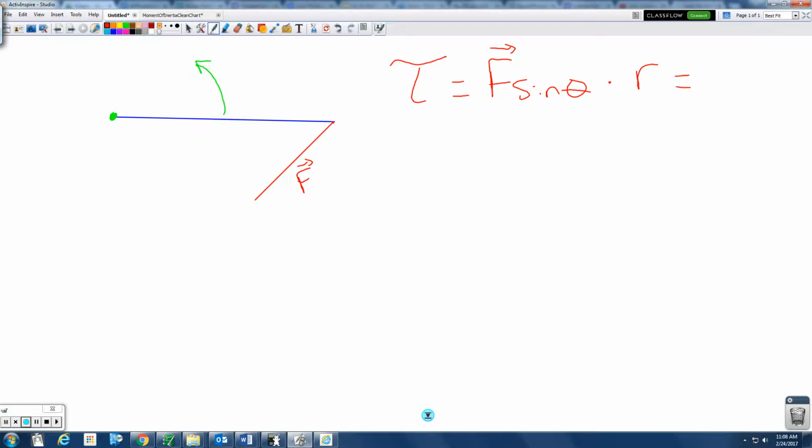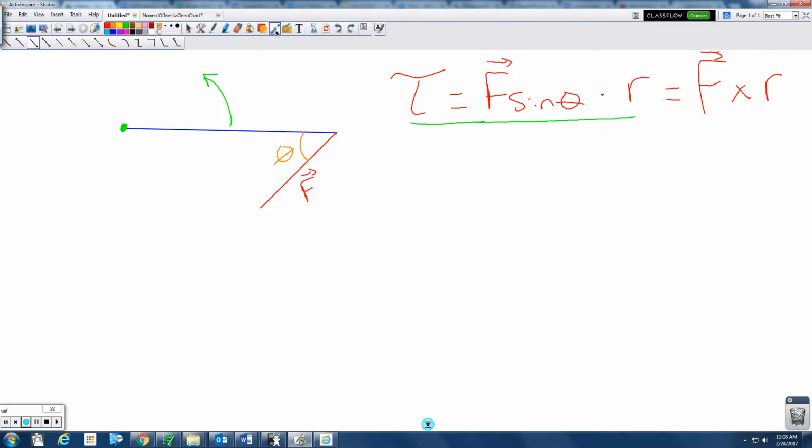This is the same thing as saying F cross r, the cross product. Okay, this is what we see in the book, though. What I underline in green, what we see in the book, is how we find our torque. So here is our theta. That's what we mean by the angle in between the axis of rotation and the force. And the component of force that we want to find, we'll do another arrow here, is the one that's perpendicular to the axis of rotation.